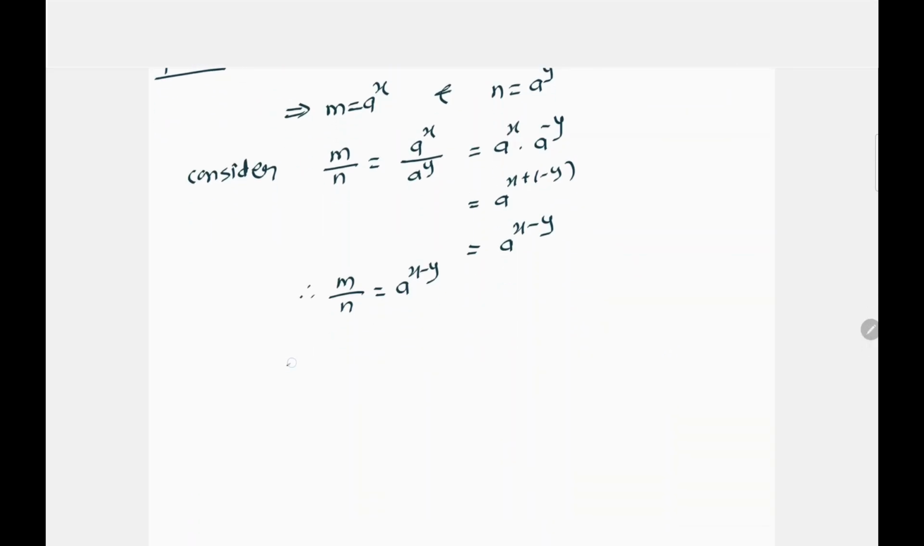So the logarithmic form of this is nothing but log m upon n to the base a is equal to x minus y. Now substitute the values of x and y. So x minus y is log m to the base a minus log n to the base a.